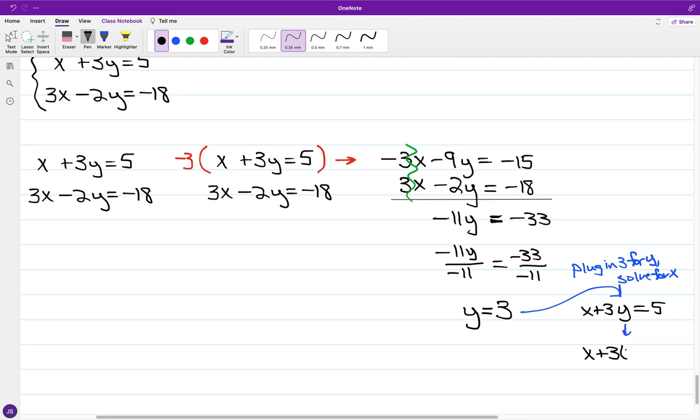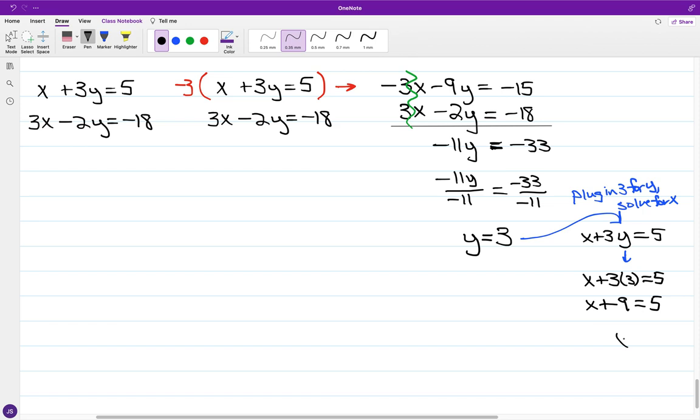So I have x plus 3 times 3 is equal to 5. Then we have x plus 9 is equal to 5. And from this, we'll have x is equal to negative 4.